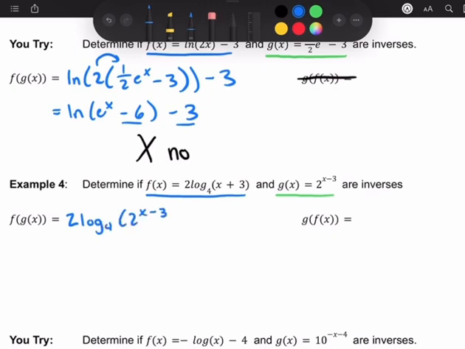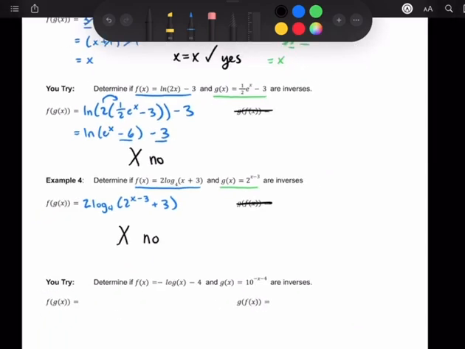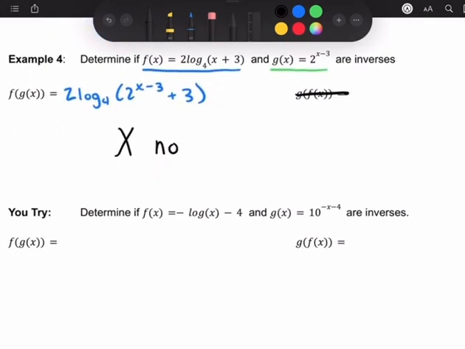So we can go ahead and stop right here because we can't really simplify it further, and we can already see that this plus 3 will not cancel out, meaning that we're not going to be able to simplify this composite function to just x. So we know that these two functions, f of x and g of x, are not inverses of each other. And we don't even have to solve for g of f of x because that first composite function was not equal to x. Okay, last example, I promise.